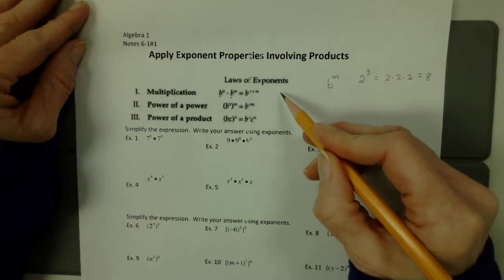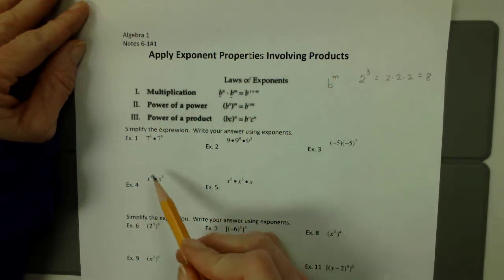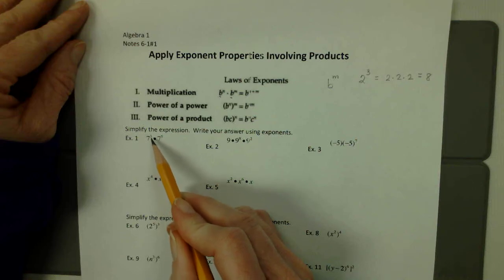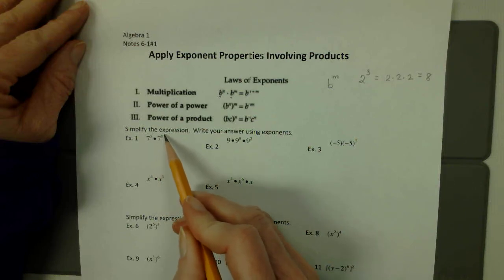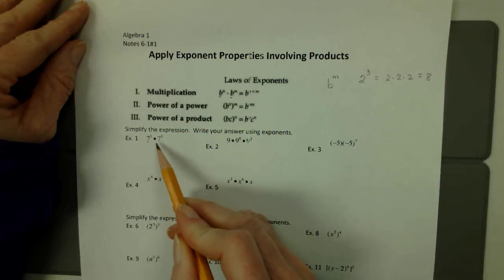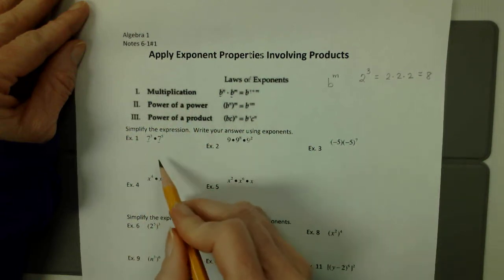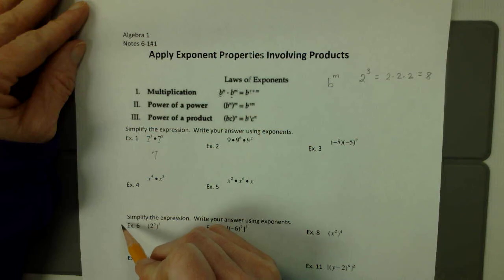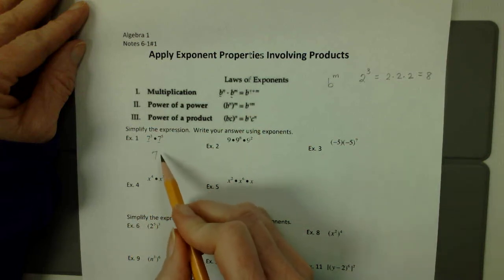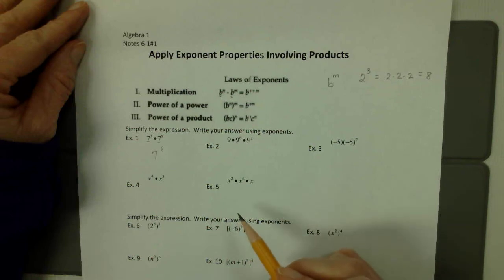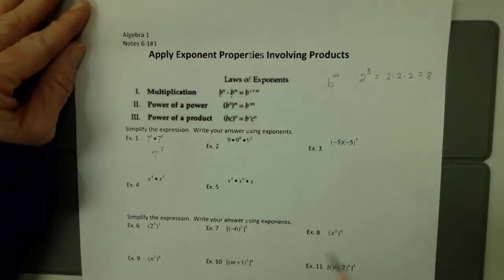To give you an example, look down here at example 1: 7 raised to the third power times 7 raised to the fifth power. Because the base is the same, we can apply this first rule, so the base will stay the same and I will just add the exponents together. 3 plus 5 is 8. That would be 7 to the 8th, and you don't need to multiply that out; you can just leave your answer in terms of an exponent.